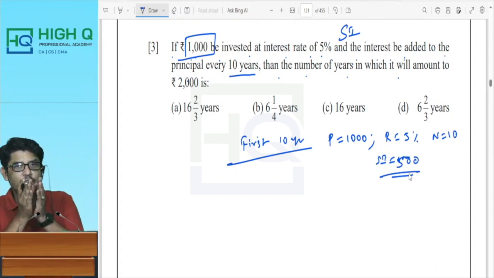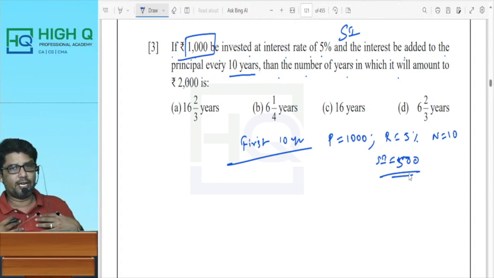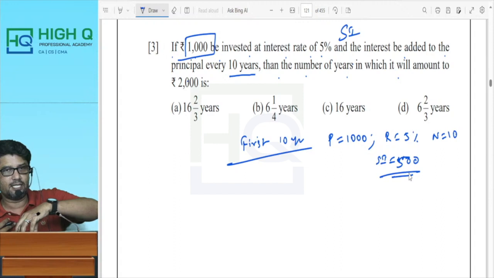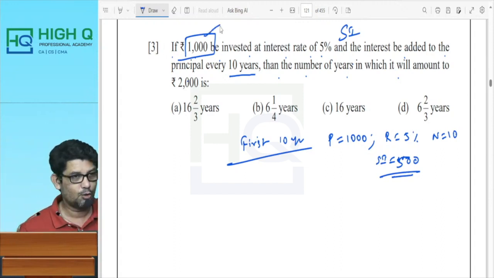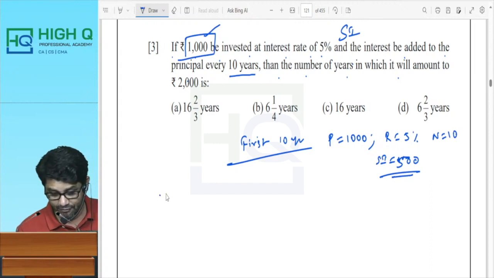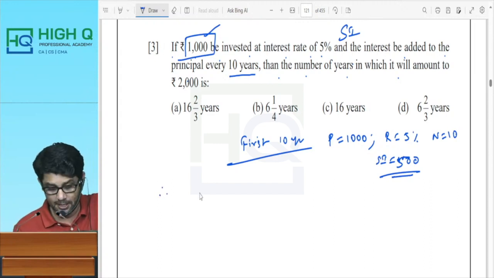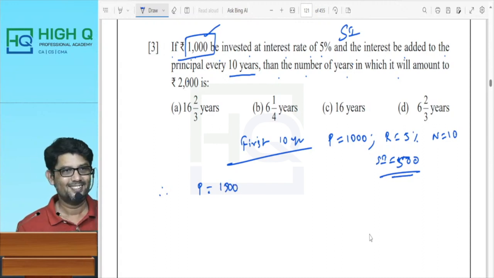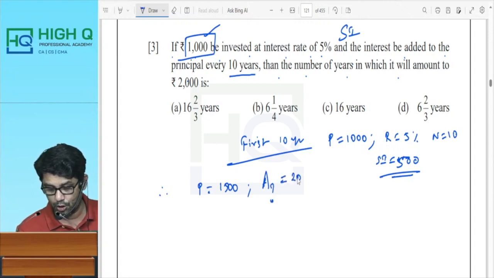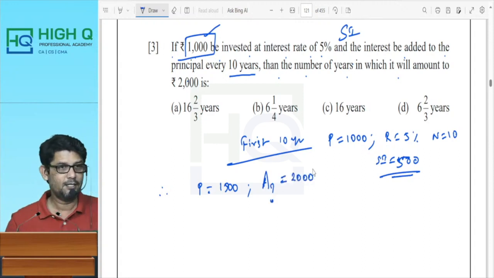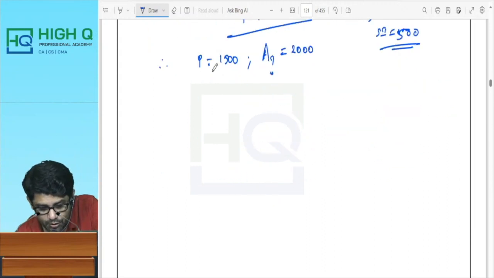Now, after 10 years, I'm making 500 rupees. This interest is added with the principal. What is the principal amount? 1000 rupees. Correct. Therefore, after 10 years, my principal becomes what, my dear? 1500. Okay. Now, the question is: after how many years is the amount 2000 rupees?